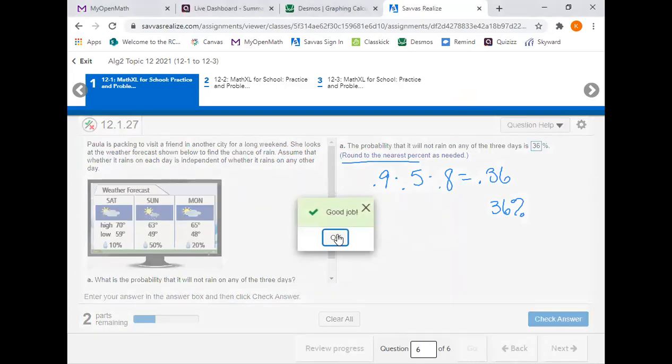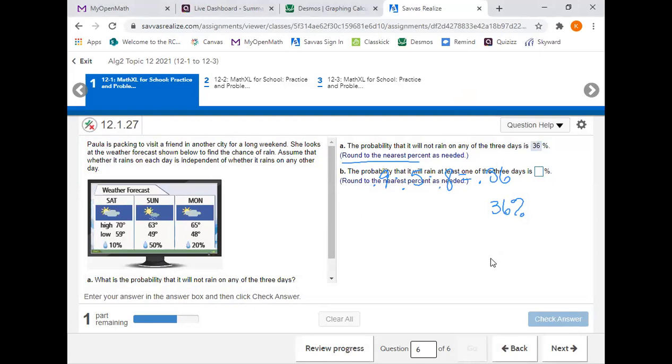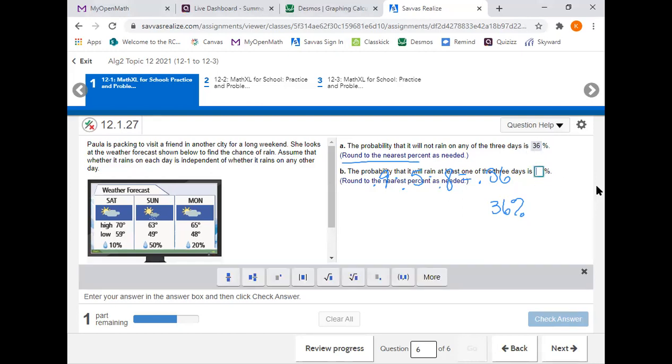All right. So then continuing after that, let's get this off my screen here. The probability that it will rain at least one of the days, so that's one minus, because this was it doesn't rain any, so at least one of them would be one minus, so 64%.